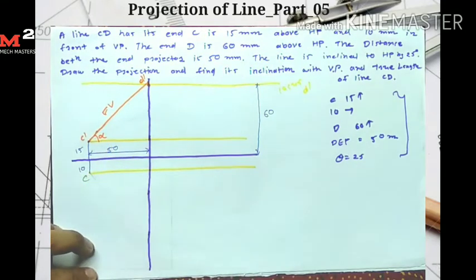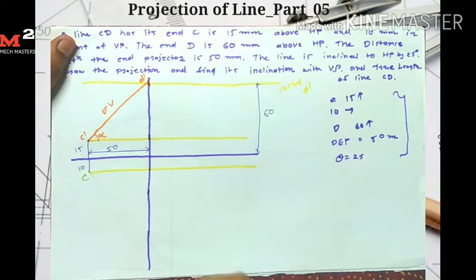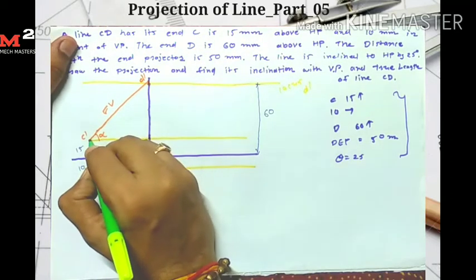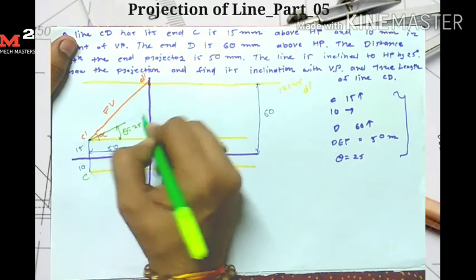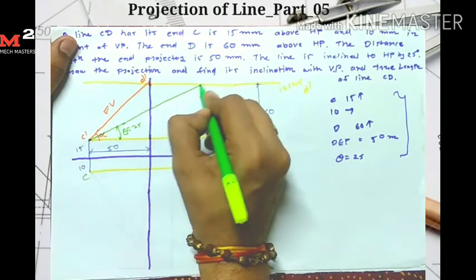and the angle made by the front view is alpha. Okay, now another data given is theta is equal to 25, meaning the angle made by the true length. Here the true length is not given, but the angle is given. So from the C dash point I draw one line at an angle of 25 degrees, theta is equal to 25 degrees, which intersects the locus of D dash here.